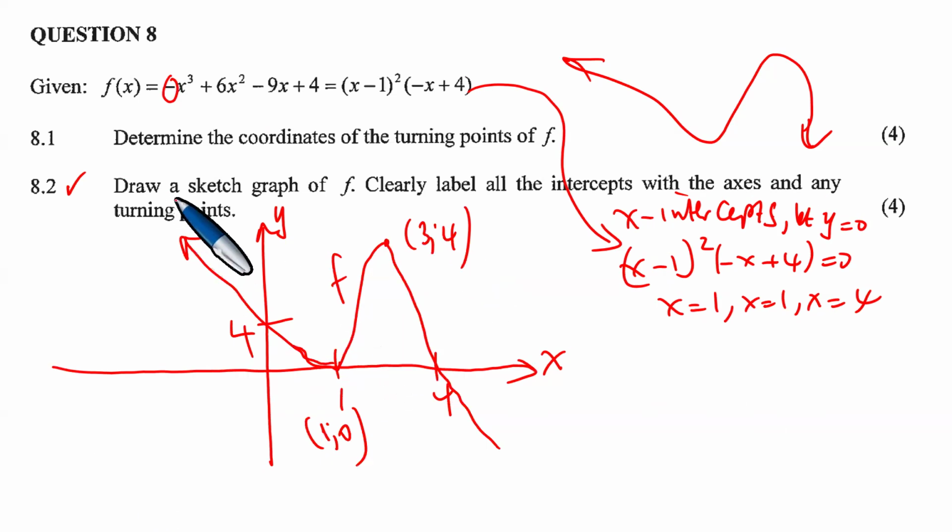So we have drawn a sketch graph of F. Clearly, we labeled all the intercepts with axes and any turning points. Yeah, we're good. And this is exactly what we had to do in this question. Next point.